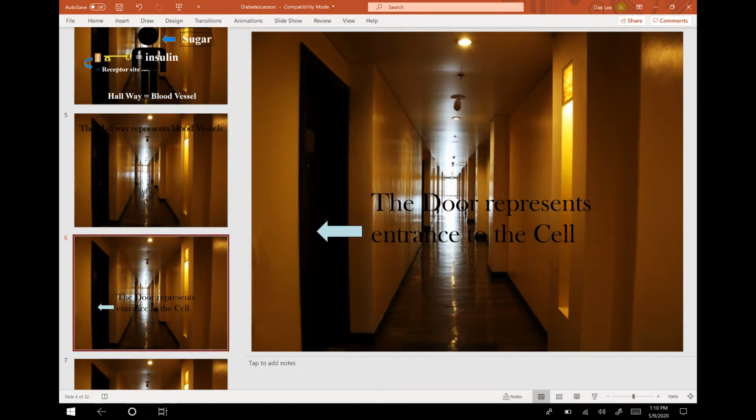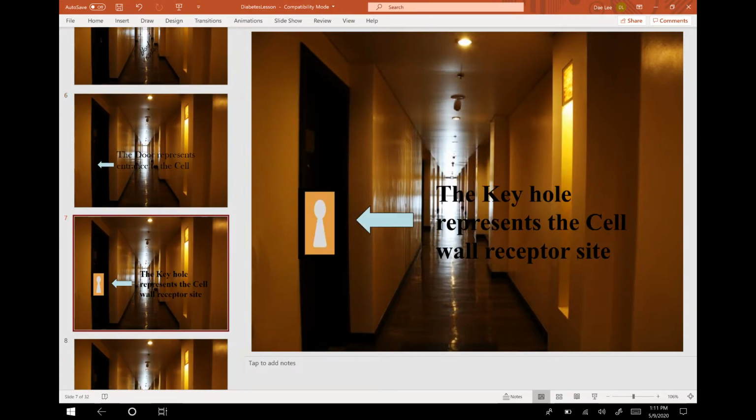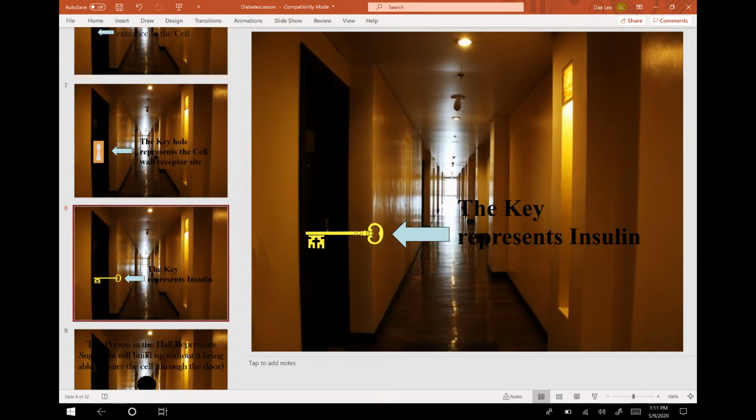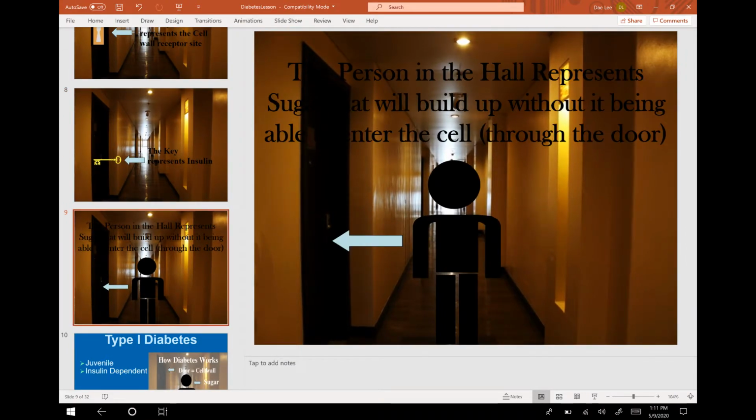So remember I said that outside the cell, things haven't entered it yet, right? The door is that way of things getting into the cell. The keyhole is the cell wall receptor site. So basically, the key is what opens up the cell for things to get inside. And that key in this case is insulin. Now, the important part is that the person in the hole represents sugar that builds up within the cell. Okay? So, when the door isn't open, sugar lines up in the hallway. That's the way to think about it.